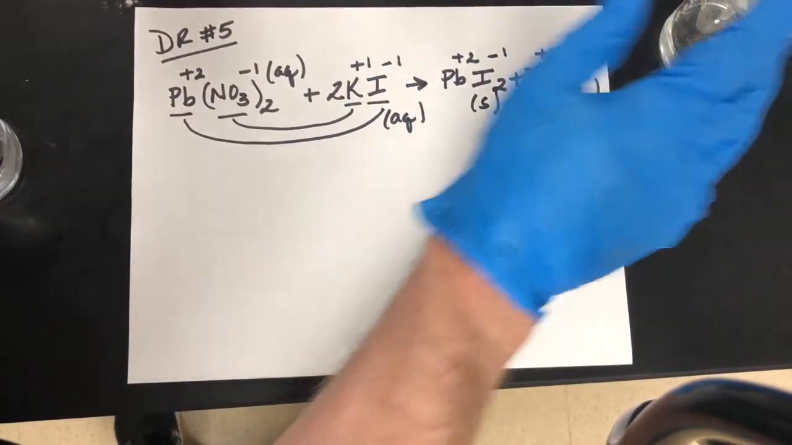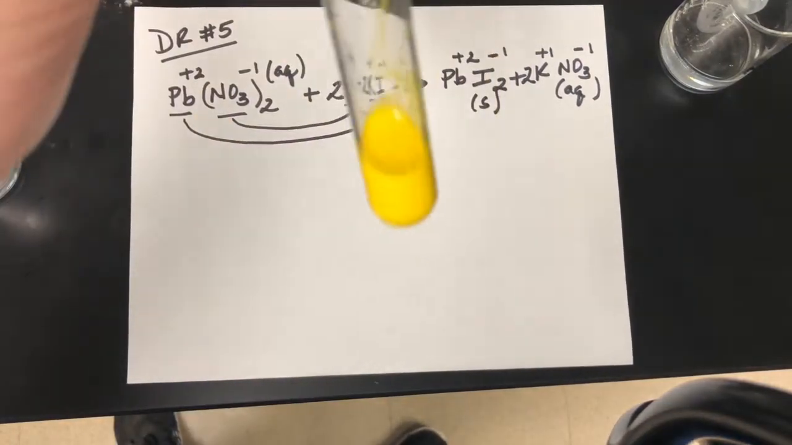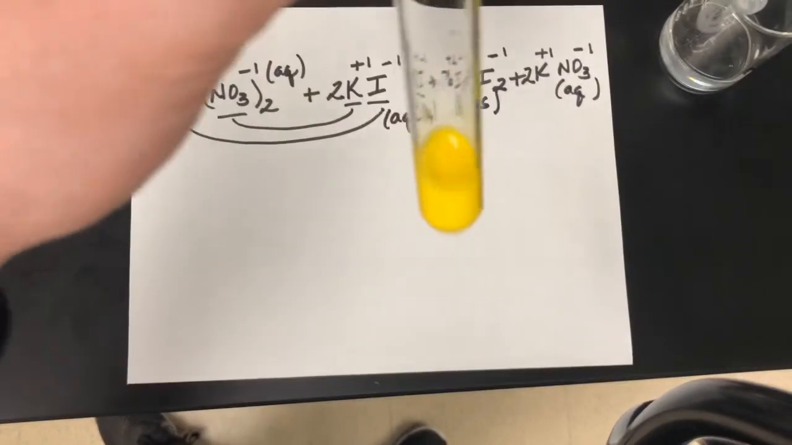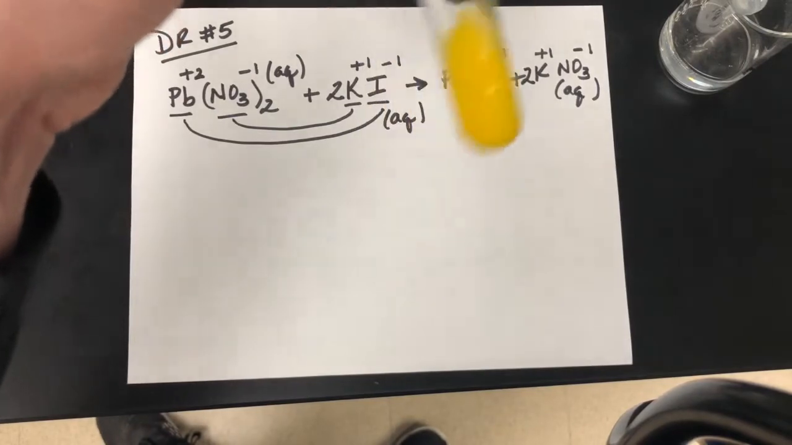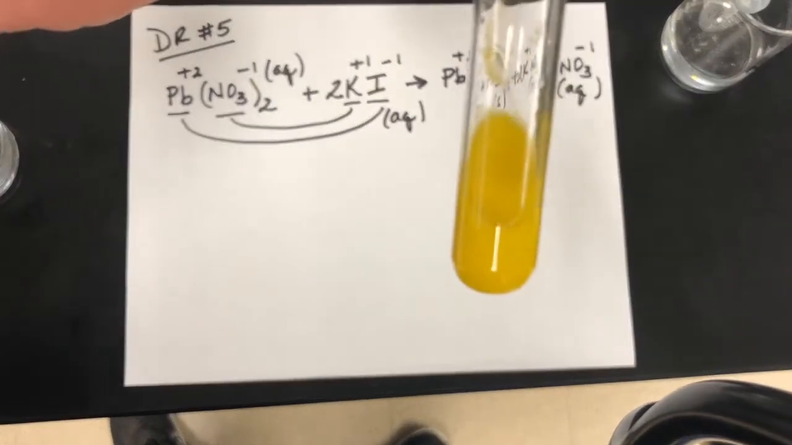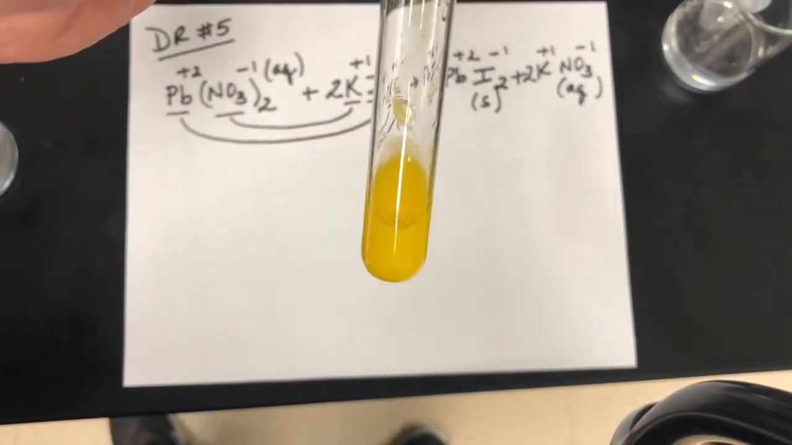And we get a nice yellow precipitate. Okay, so this is one of the cooler reactions that happens. So this is your lead iodide, it looks like. Okay, so this is going to be double replacement reaction number 6.